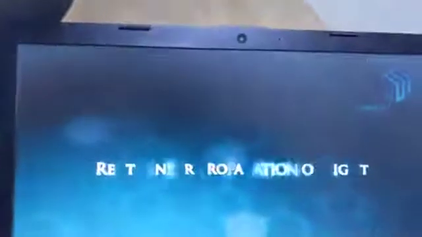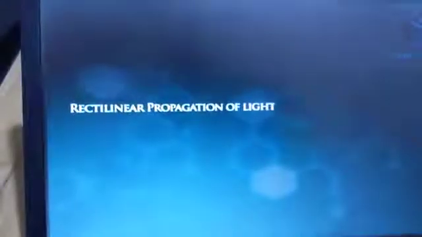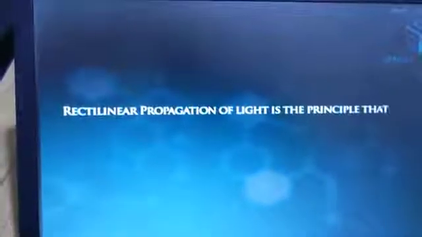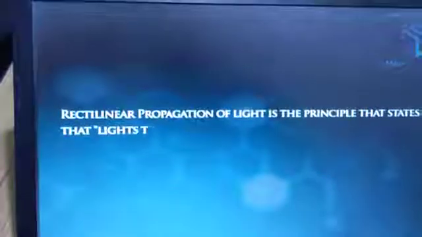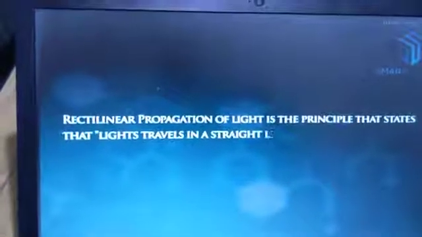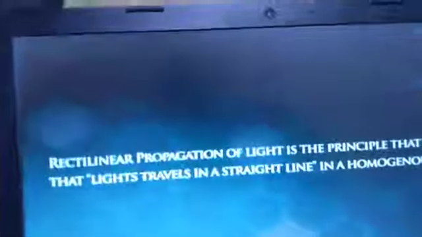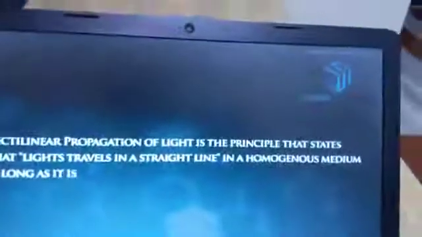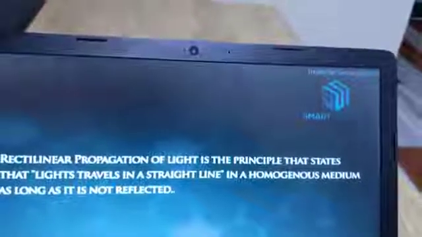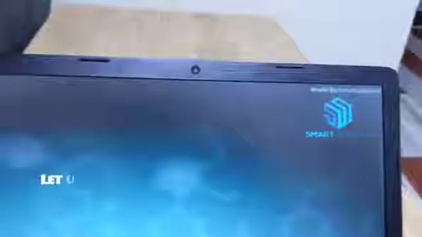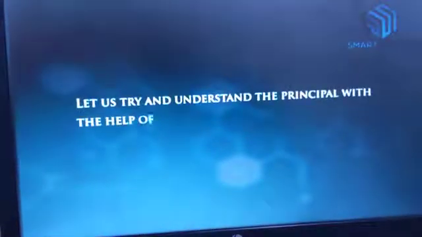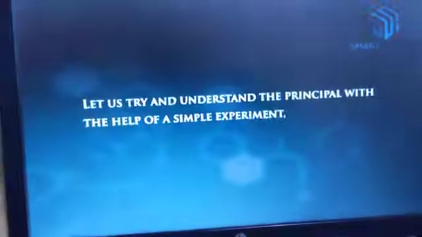Rectilinear propagation of light. To describe this, we can use the following video. Rectilinear propagation of light is the principle that states that light travels in a straight line in a homogeneous medium as long as it is not reflected. Homogeneous means one material. Let's see the following thing to understand this.